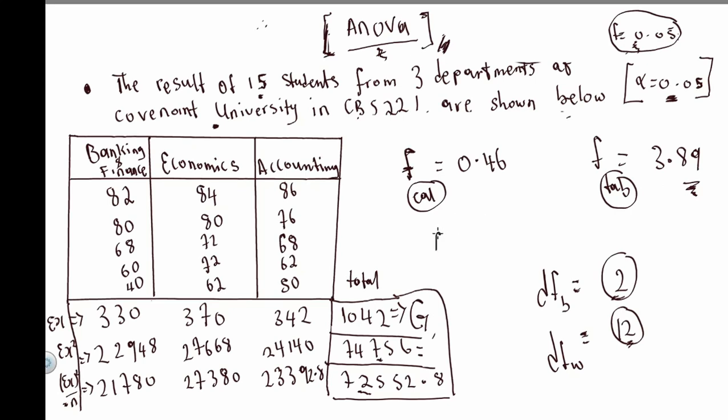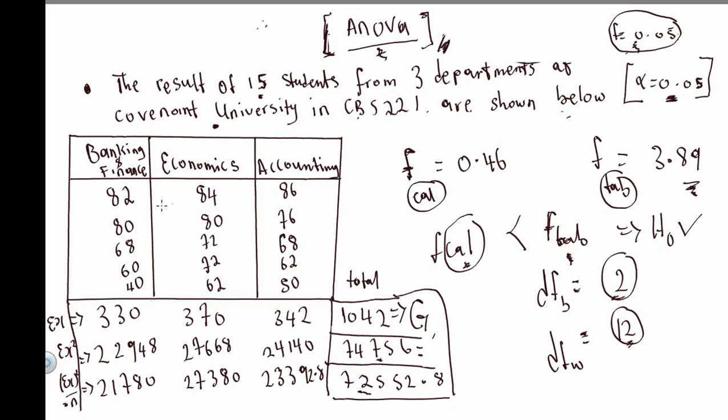So now you can see that the F calculated is not greater than, it is less than, it's not up to the F tabulated. So we must accept the null hypothesis. The null hypothesis is correct.